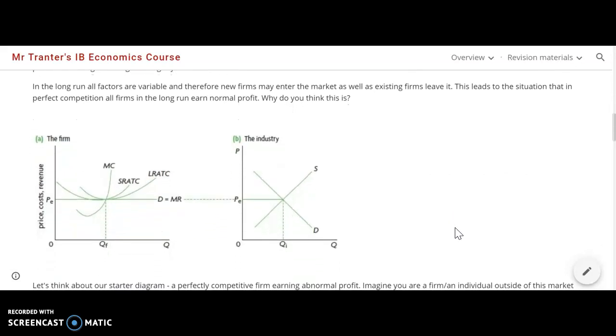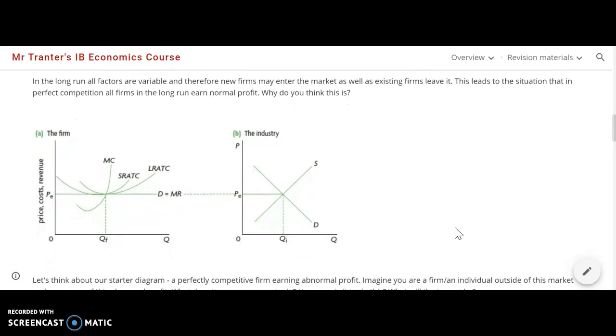And so this is the long run situation for a firm in perfect competition. As always, the industry, the market, sets the price. So where demand equals supply, you get the equilibrium price, and that gives us the demand curve, the MR curve, and the AR curve for the individual firm. The firm will operate where MR is equal to MC, which gives us QF. At that point, the price is also equal to average total cost, whether it be short run or long run. That's just the point in the diagram.